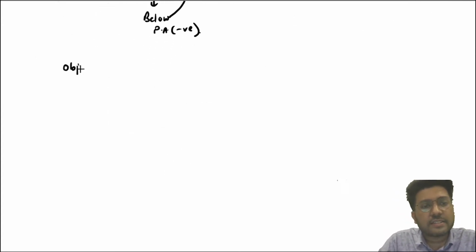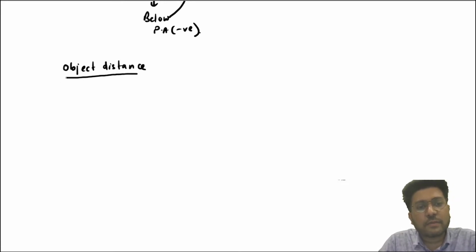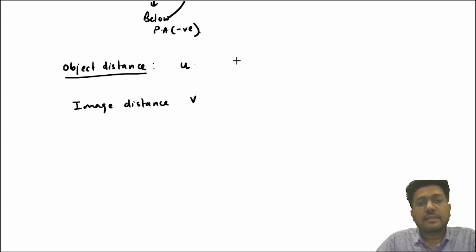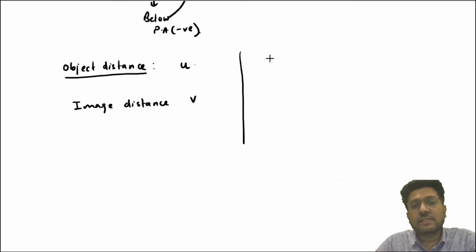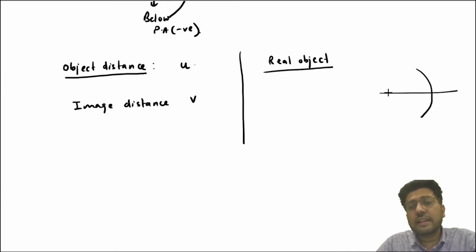Now, object distance means the distance of the object from the pole, and is represented by u, and image distance is represented by v. Okay, then what is the sign convention? Listen carefully now. Real object, you know that a real object is always in front, right? A real object is always in front and rays diverge from a real object, right?